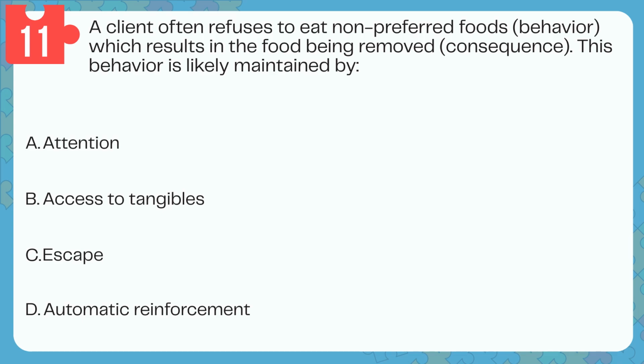Question 11. A client often refuses to eat non-preferred foods, behavior which results in the food being removed. This behavior is likely maintained by: A. Attention. B. Access to tangibles. C. Escape. D. Automatic reinforcement.